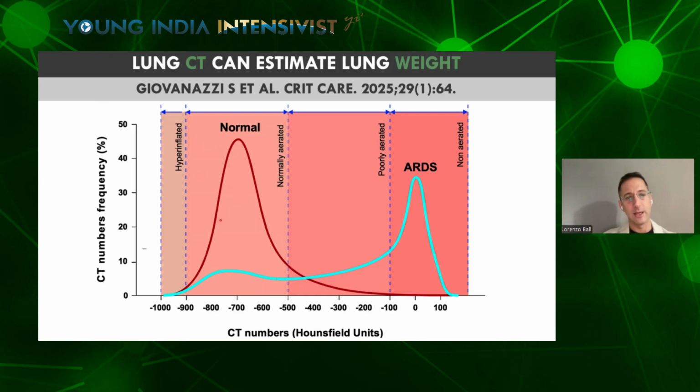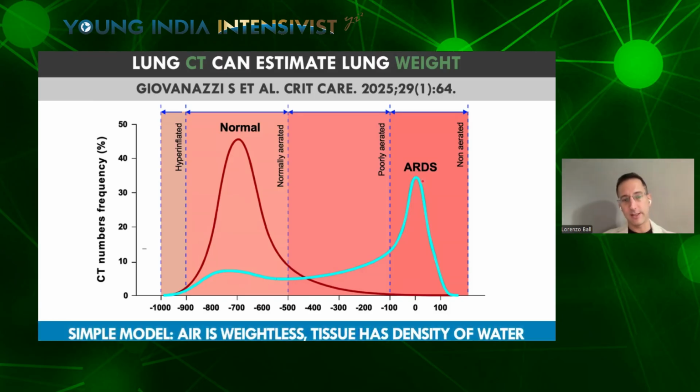And in case of lung pathology, the blue line represents the distribution of density within the lungs of a patient with ARDS. We see that there is a huge peak around 0, because the lungs of a patient with ARDS are full of fluids and extravascular lung water, consolidation, which are all things that have a density very close to that of water. I will not show you the formulas, but the model on which we based the estimation of lung weight on CT is very simple.